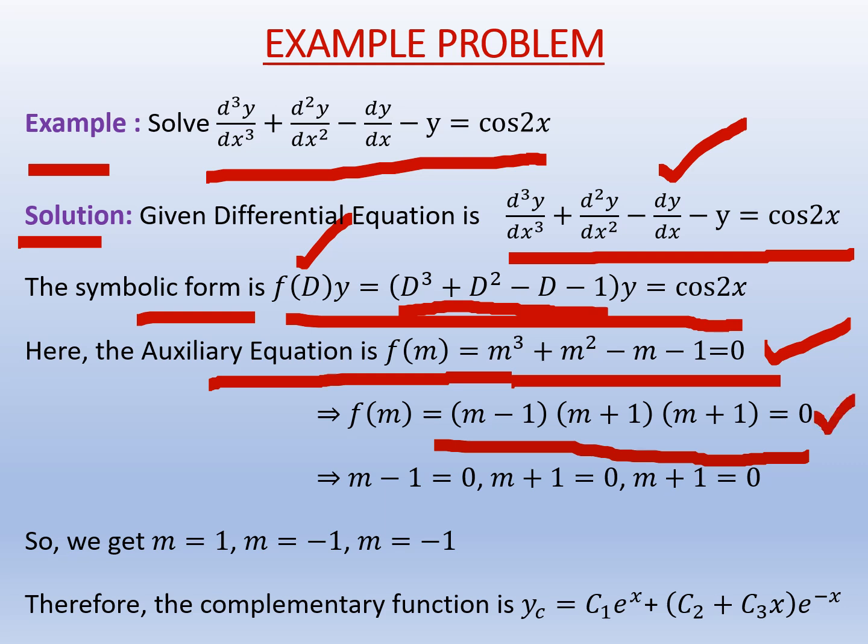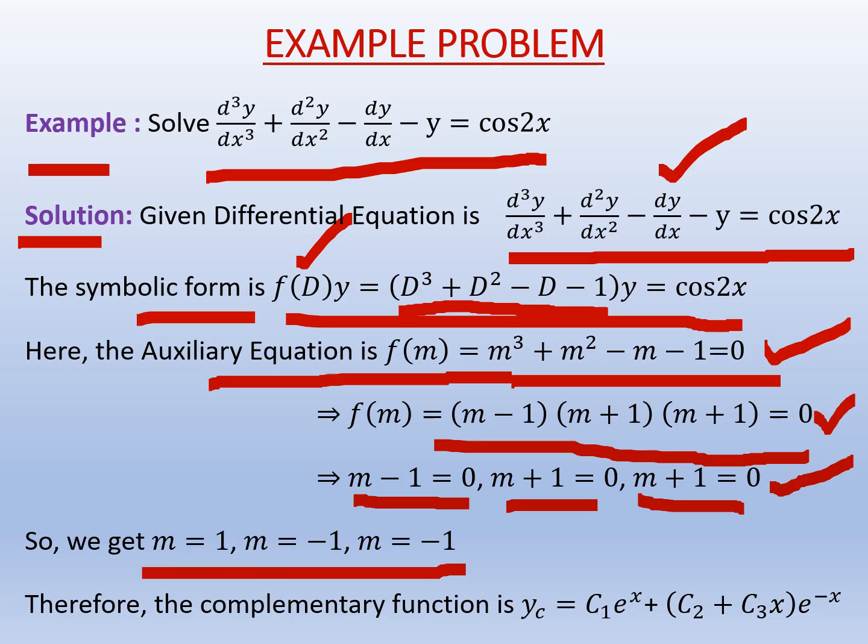Thus, we have m minus 1 equals 0, m plus 1 equals 0, and again m plus 1 equals 0. Using these equations, we get the values of m like this: m equals 1, m equals minus 1, and again m equals minus 1. Here the values of m are roots of the auxiliary equation. So we can write the complementary function for the given non-homogeneous linear differential equation.